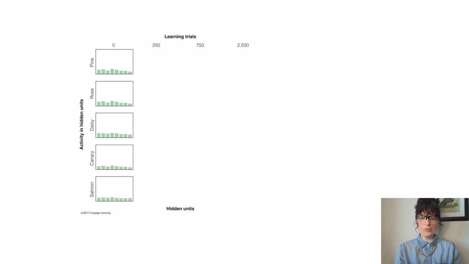So what you would do, you'd write a program and you would say, okay, I want to create 5 different categories: salmon, canary, daisy, rose, pine. I also want to create 8 nodes that are abstract and undifferentiated at the beginning of the learning. At 0 learning trials, you can see there's relatively low activation across all those units, and frankly, no pattern of activation. There's no patterns emerging here, which makes a lot of sense. The model doesn't know anything yet. This is a baby, essentially, a model of a baby's cognition.